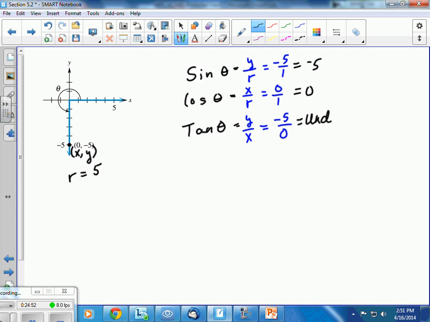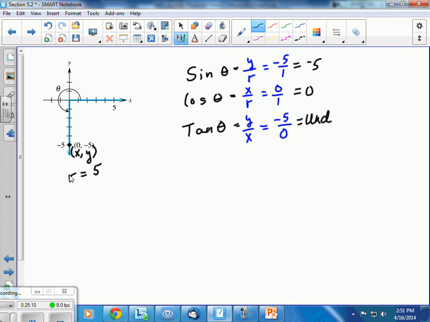That's the problem in our quadrantal angles. When you're having an x or a y being 0, you'll have in the tangent and or the cotangent division by 0. And of course, division by 0 is undefined.